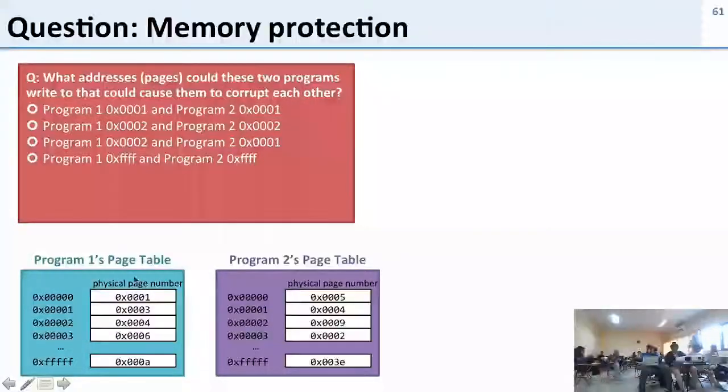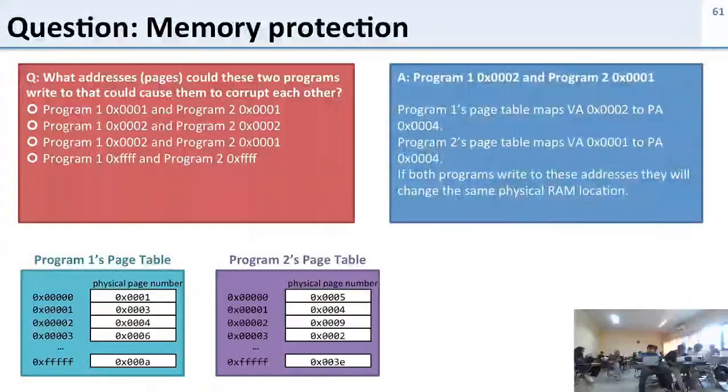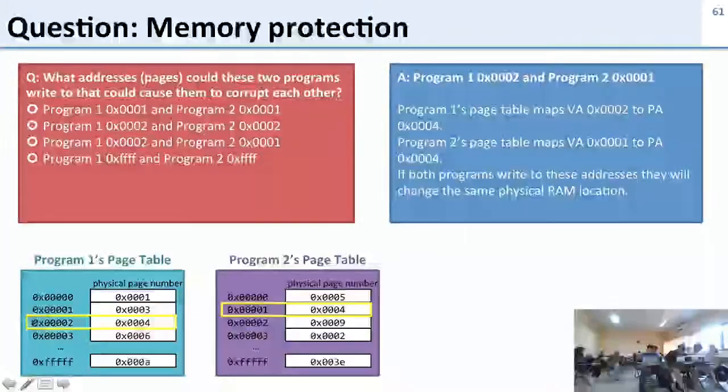Now here's a question. I have two programs, and here are their page tables. Which pages could these two programs access that would allow them to corrupt each other's data? Well, in this case, program 1 can access virtual page 2, which will go to physical page 4, and program 2 can access virtual page 1, which will also go to physical page 4. So in this case, these virtual addresses map to the same physical page. So these two programs could both access the same physical page, and they could corrupt each other's data. Or this data could be here because they need to communicate with each other. Think about if you're copying and pasting from one program to another. They have to be able to share that data somehow.